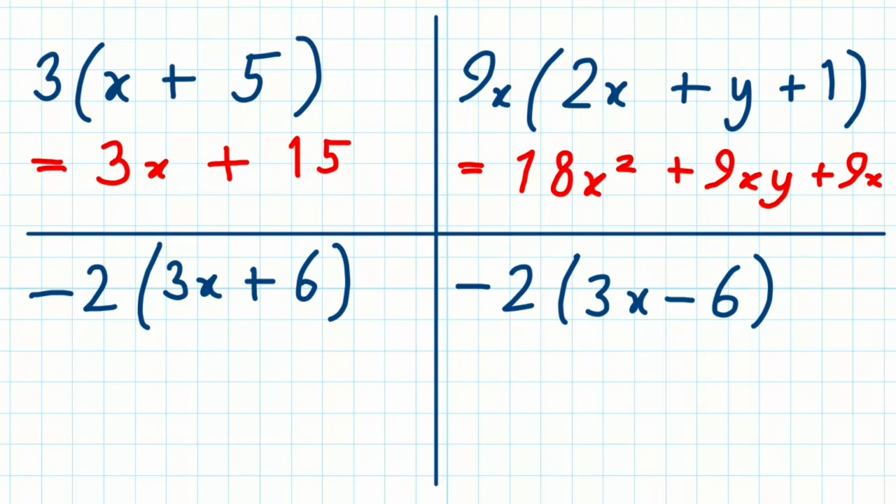We need to be careful when there's a minus sign at the beginning, before the bracket. So if we see minus 2 bracket 3x plus 6, we have to think of that number being minus 2 that we are multiplying the bracket by. So we would take minus 2 times 3x, which would give you minus 6x.